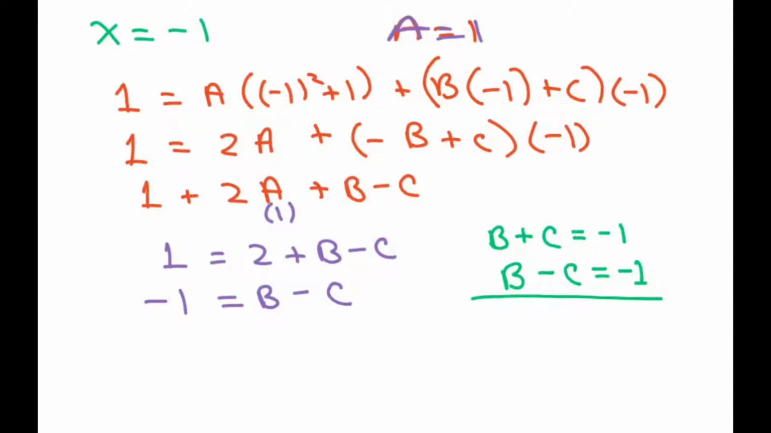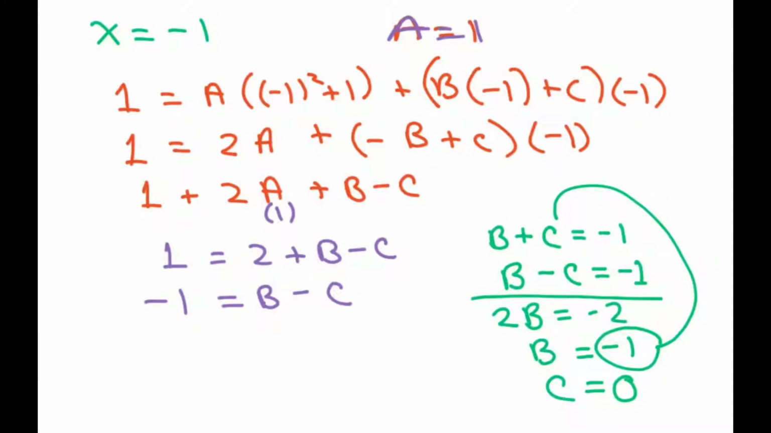Then when you use elimination, or you just add these, you get 2B equals negative 2. So B equals negative 1. Then substitute the negative 1 back in. If negative 1 is B, then you're going to get C equals 0. Just plug the negative 1 back into there.